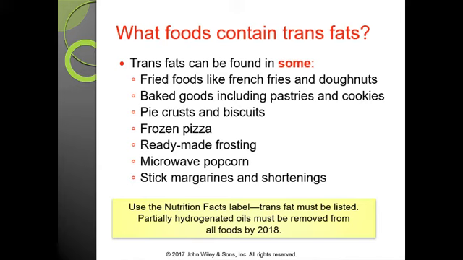They can be found in some things like fried food, French fries and donuts, baked goods such as pastries and cookies, pie crust biscuits, canned biscuits, frozen pizza, ready-made frosting in a little can, some of the microwave popcorn, stick margarine, and shortening. So I really encourage you all to look at the nutrition facts labels. Trans fats have to be listed so you can see those.